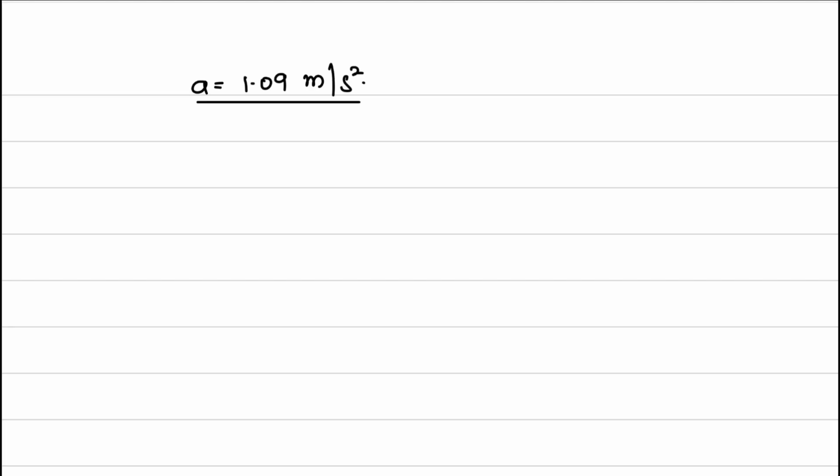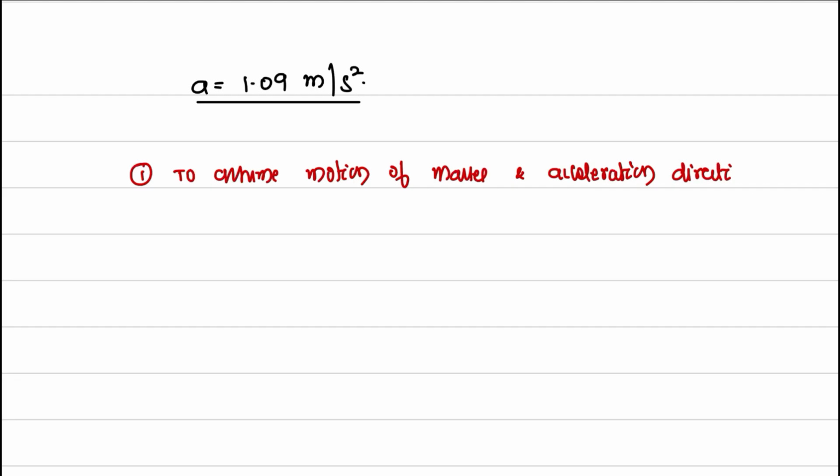Now I'll give a final procedure for this. This pulley system problem is very important. The final procedure I will give you. First step is to assume the motion of masses and acceleration direction. First assume the acceleration direction.